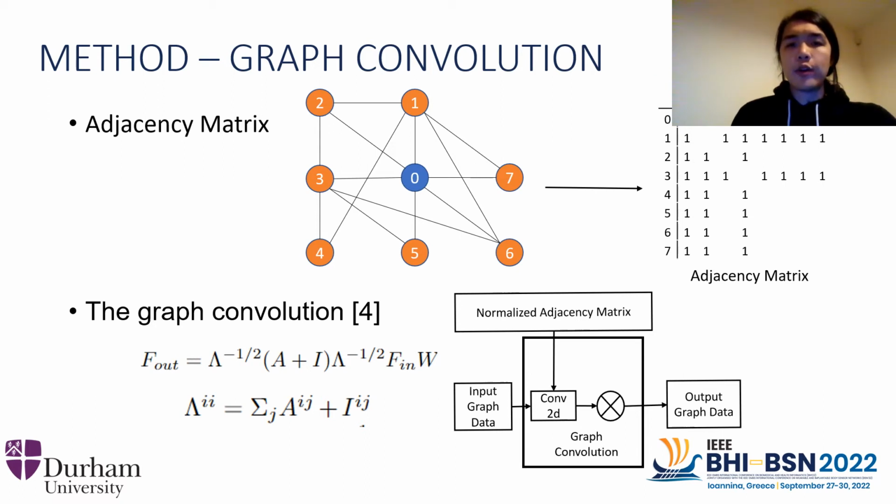Our graph representation for each frame can be transformed into an adjacency matrix. The core idea of our graph convolution is to combine this adjacency matrix with convolutions, so that we can add the graph constraints into our network.